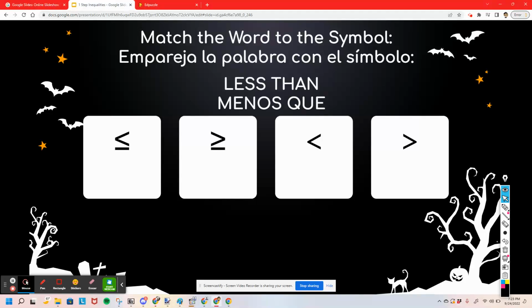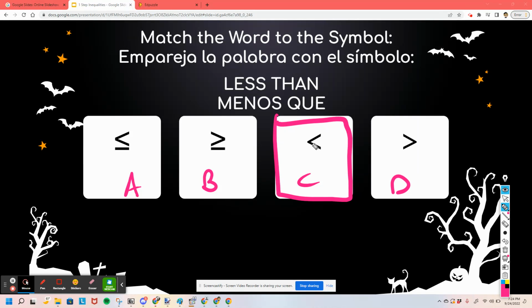Let's see if you can remember. It's going to ask you. And here, let me make it easier for both of us. A, B, C, or D. So less than, do you remember if I read left to right, which one is less than? So less than is C.